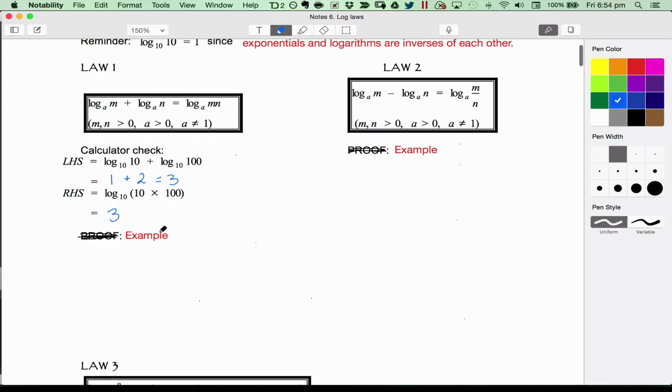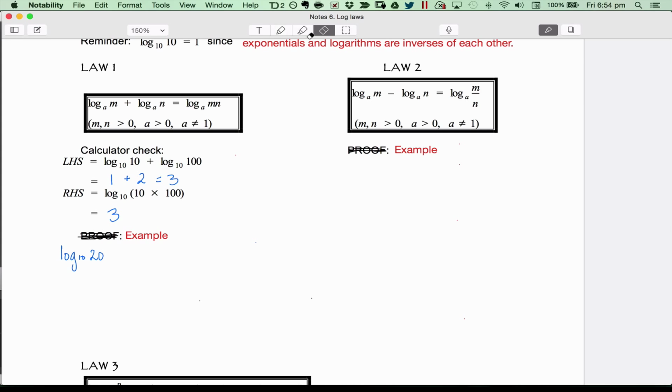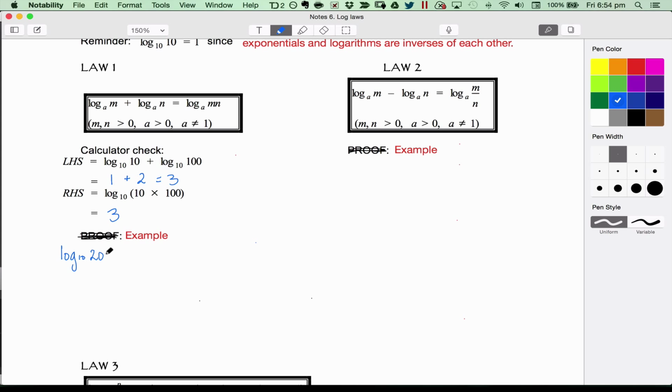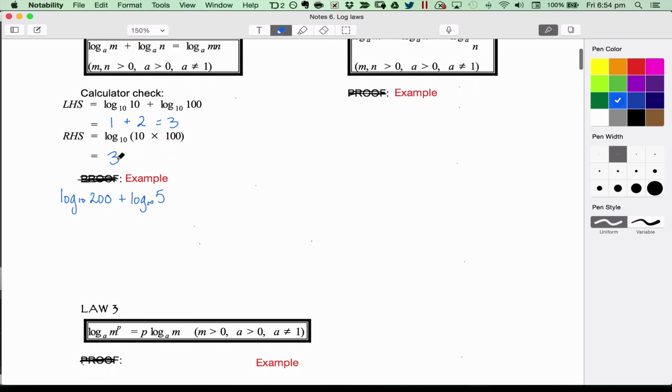What I'd like to do now is give you another quick example of this first law. So I've got here log 10 of 200. Sorry about that, it's a funny looking 0. 200 plus, we would need to have a plus to fit this law, log 10 of 5. That's our problem and we're trying to simplify it.